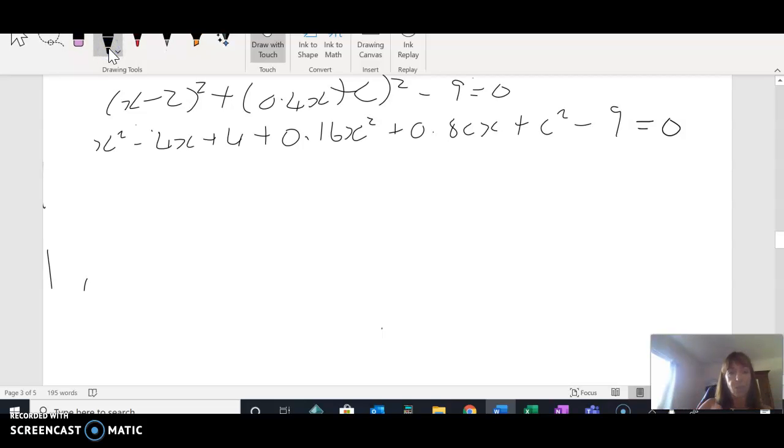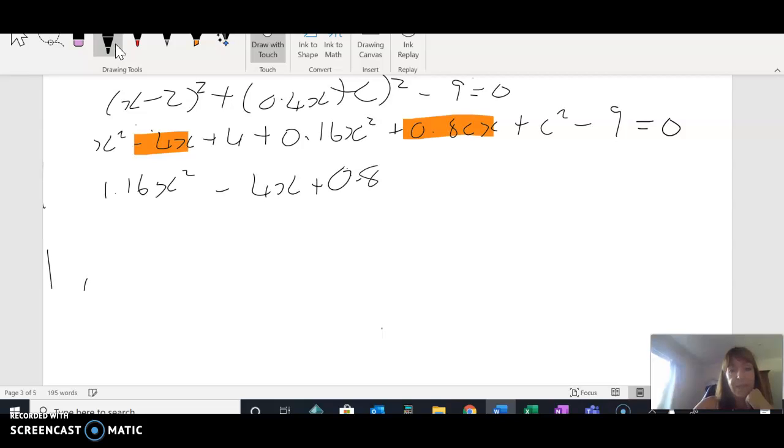So let's find out what that is. So get all my x squareds together. x squared plus 0.16x squared is 1.16x squared. Then my x's are both of those, so it's going to be minus 4x plus 0.8cx, and then I'm going to put all my whole numbers together. So remember, c is a constant, so it's going to be c squared, and then 4 minus 9 is minus 5.